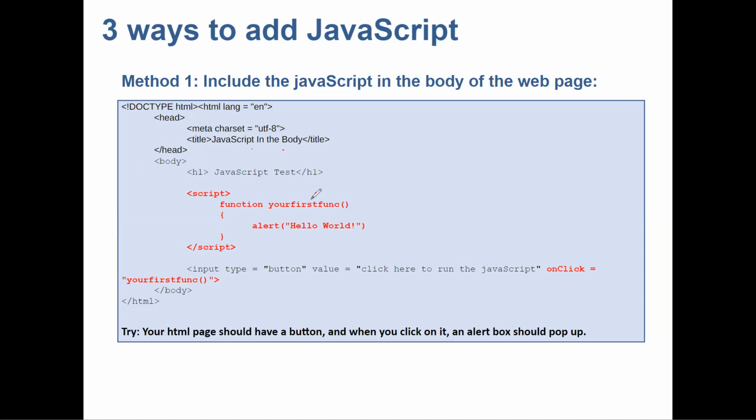Good. Okay, so we have three ways that we are able to add JavaScript code to our web page. Are you aware of them? Okay, so the first way is that we put it inside the body, right? I think this is clear to you how we call that function here.